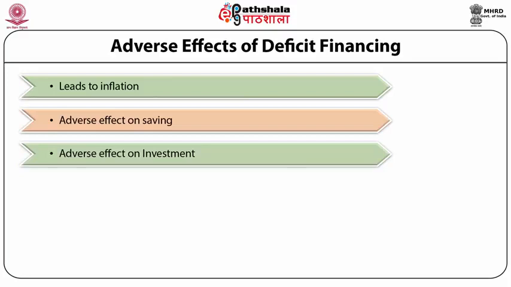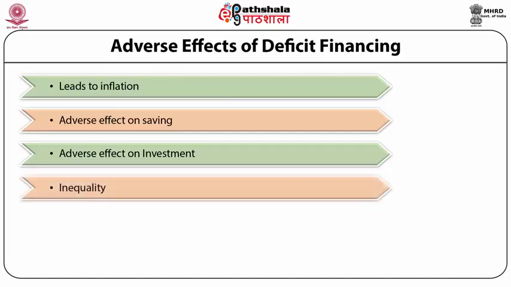Adverse effect on investment. It is said that deficit financing affects investment very adversely. When there is inflation in the economy, the trade unions tend to demand an increase in wages, for which otherwise they engage in lockouts, strikes, etc. This in turn decreases the efficiency of labor and creates uncertainty in the business, which decreases the extent of investment in the country.